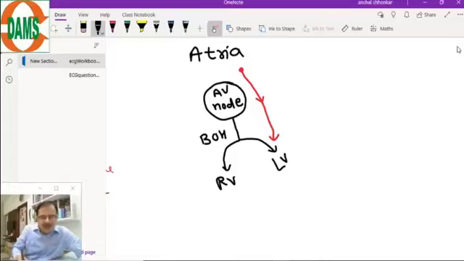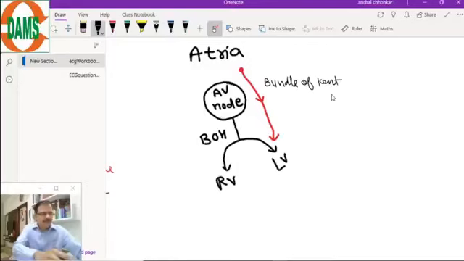Now come to the next syndrome, and you can look at the difference from the previous diagram. Here the atrial impulse bypasses the AV node and goes to the ventricle, not to the bundle of His. It goes to the ventricle. So this is typically known as the bundle of Kent.